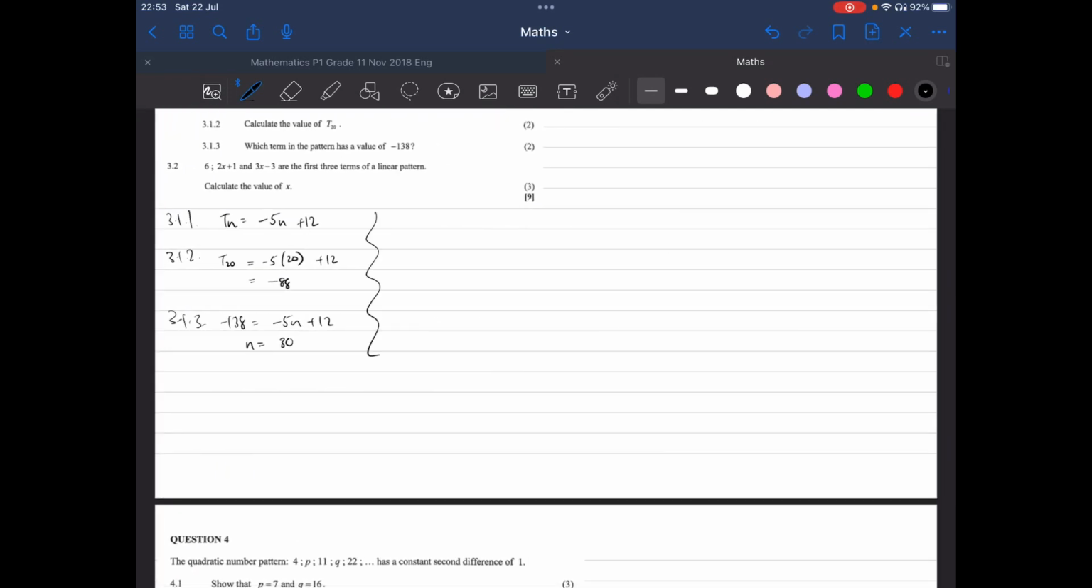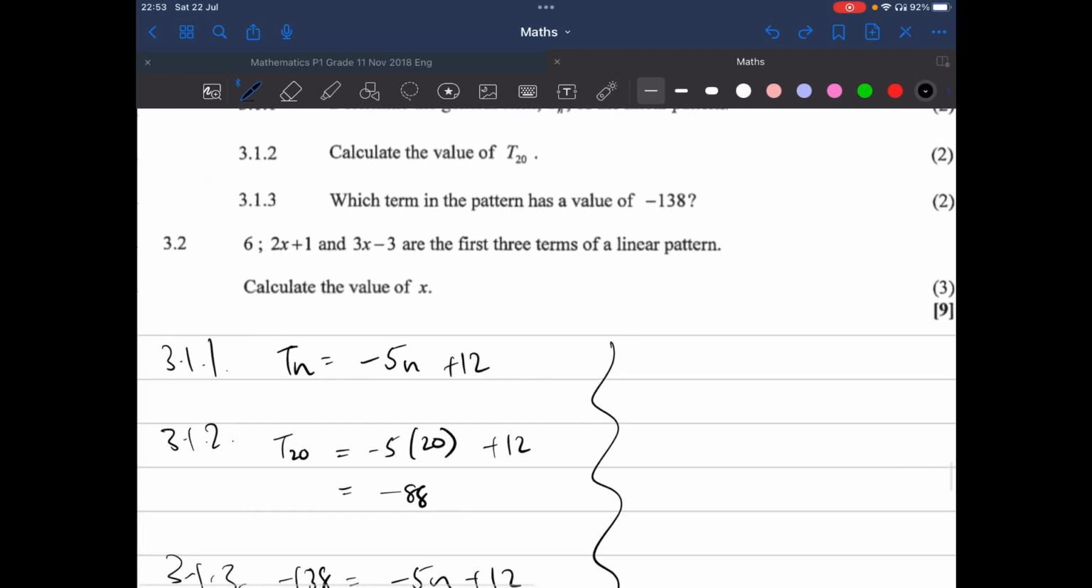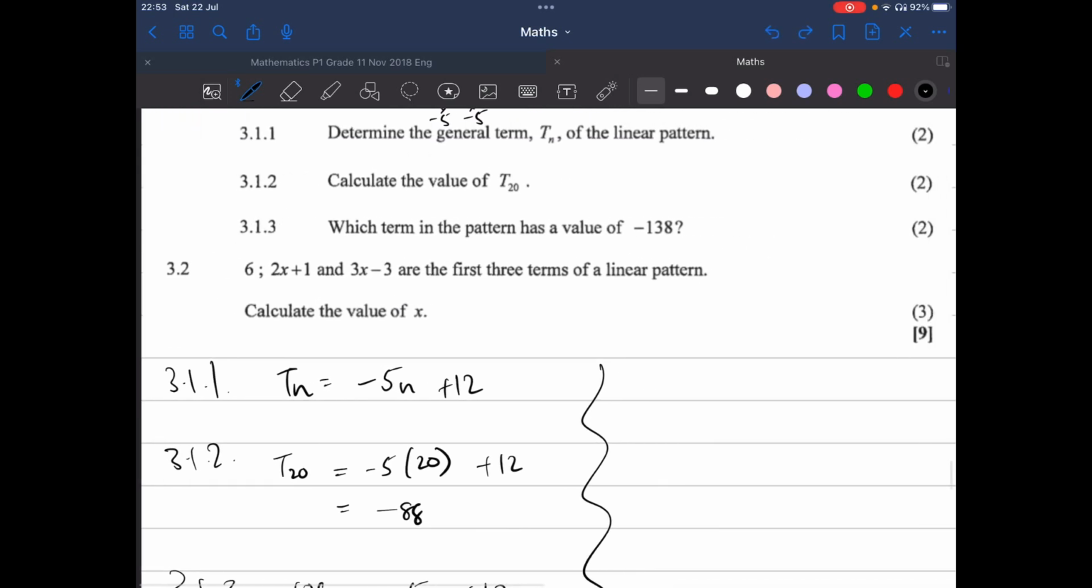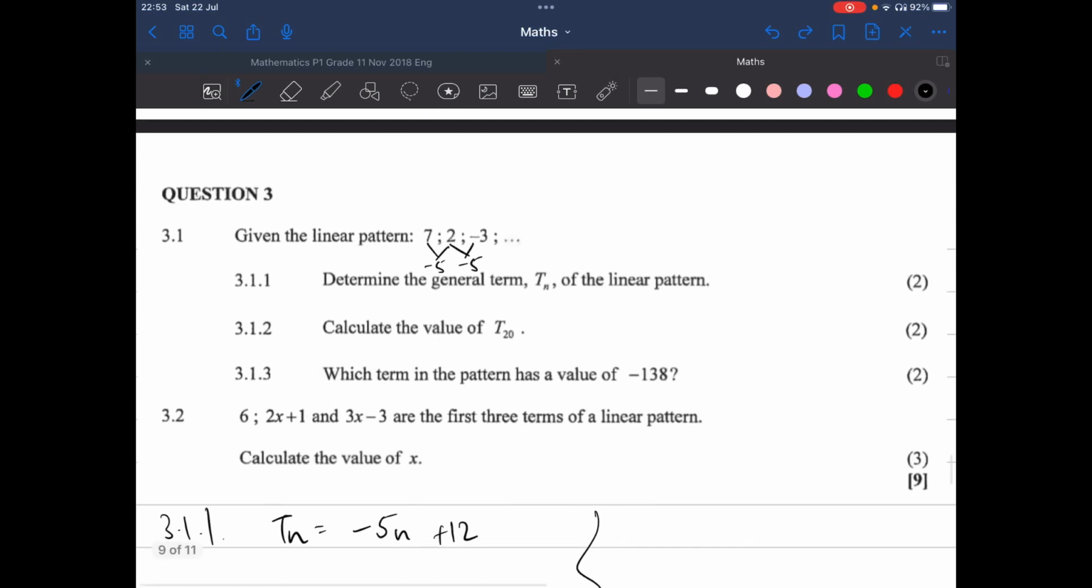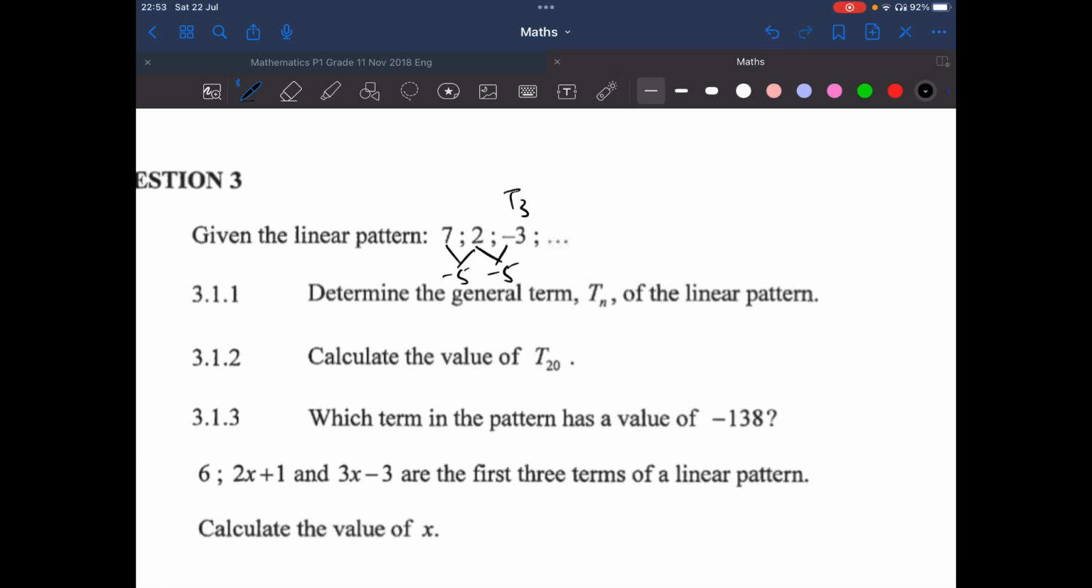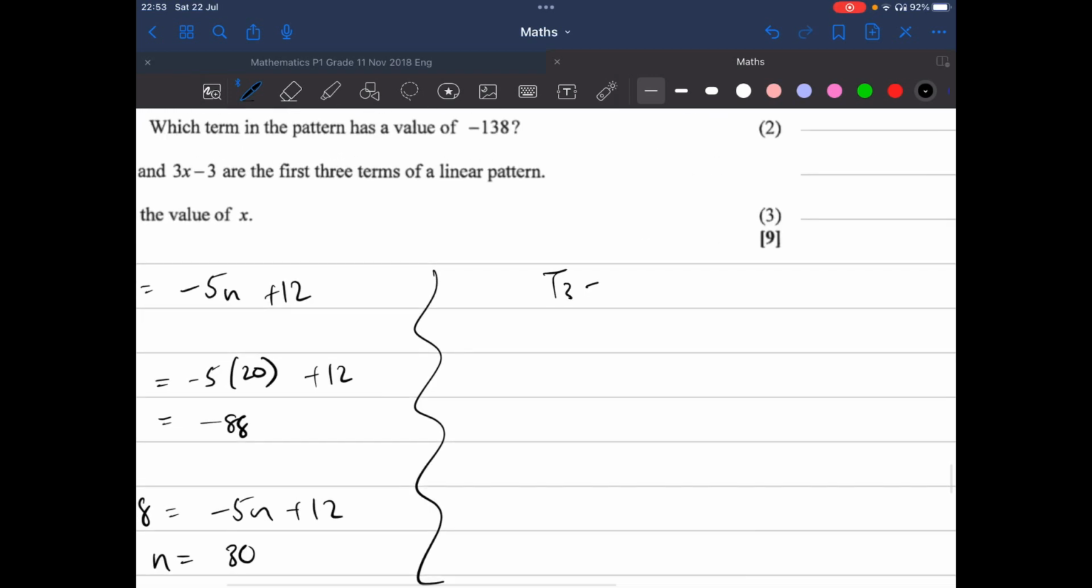Okay, let us now look at 3.2. 3.2 says 6, 2x plus 1 and 3x minus 3 are the first three terms of a linear pattern. Calculate the value of x. Okay, so a feature of linear patterns is that they have a common difference. So that means if I take t3 minus t2, it'll give me the same answer as if I take t2 minus t1. Okay, so let's apply that logic here. t3 minus t2 is the same as t2 minus t1.